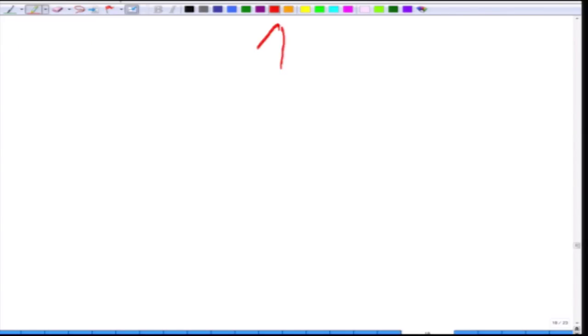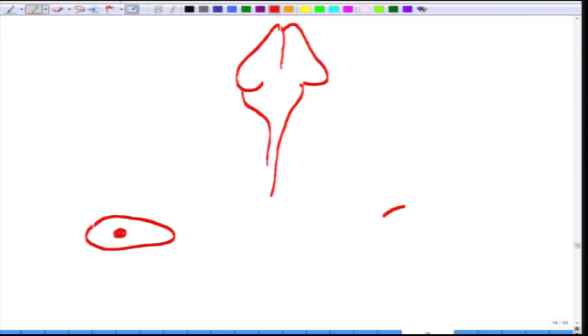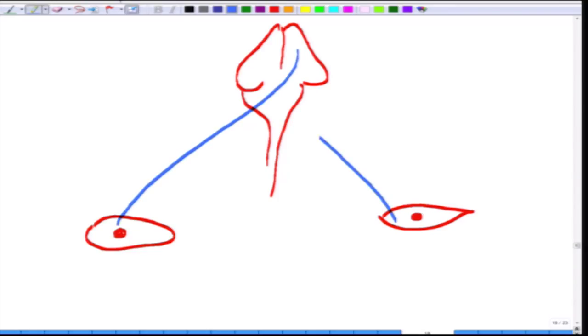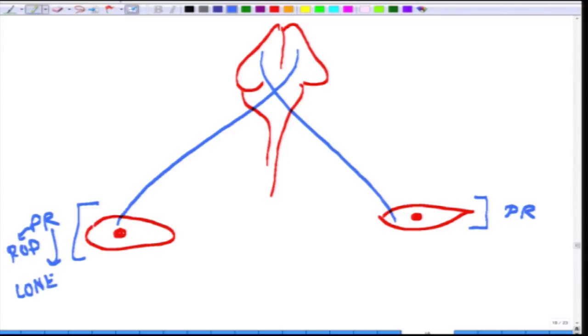So, here you have the brain, spinal cord. Here you have the eyes. So, the electrical signal moves like this, left to right, right to left. Now, at this level, the first level where the image processing takes place is the PR or the photoreceptor layer, which is essentially the rods and the cones. So, the electrical signals are traveling from the eyes all the way to the brain, and the processing takes place.